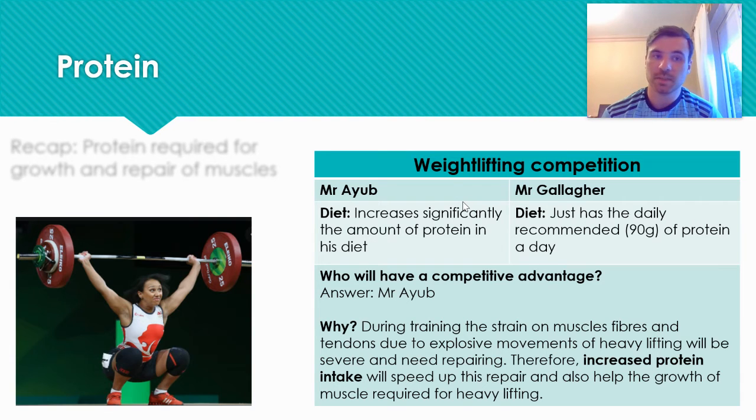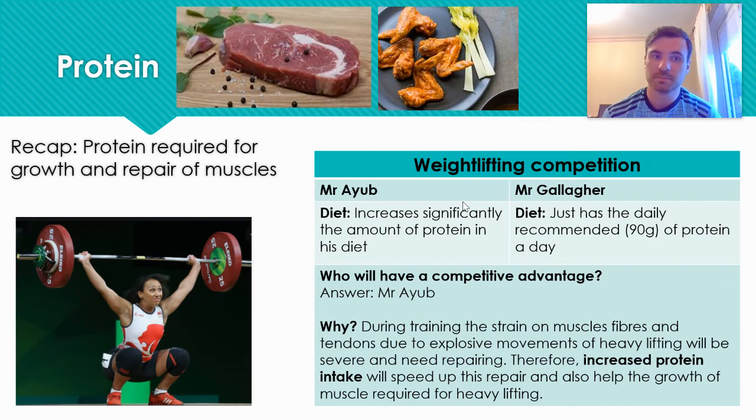So moving on, next of all we're going to focus on protein. Protein is required for growth and repair of muscles. In this instance, myself and Mr. Abe decided to compete in a weightlifting competition. Mr. Abe's diet consisted of increasing significantly the amount of protein in his diet, whereas I just had the daily recommended 90 grams of protein a day.